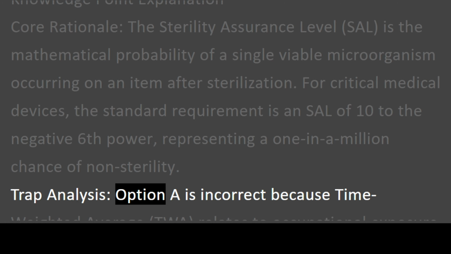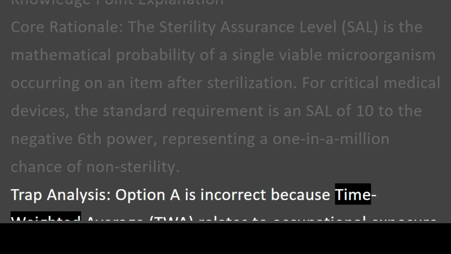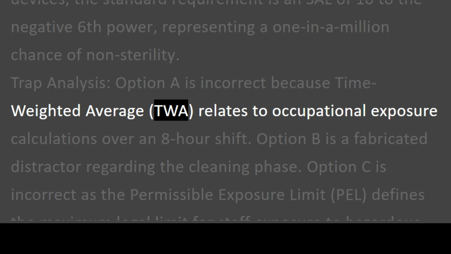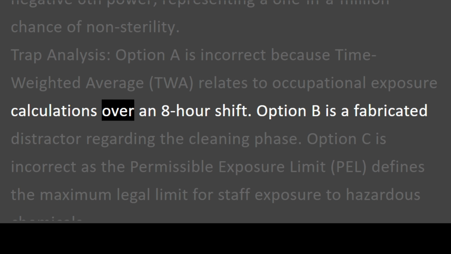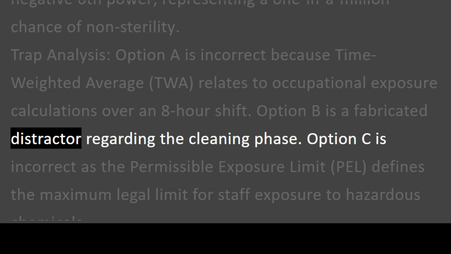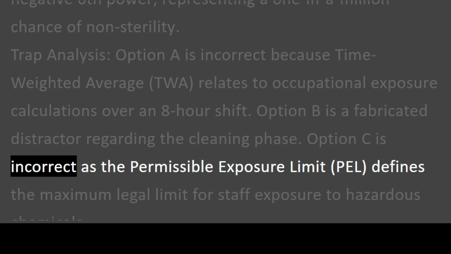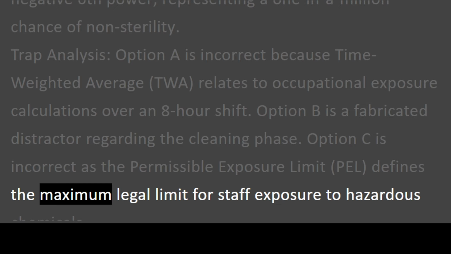Trap analysis. Option A is incorrect because time-weighted average, TWA, relates to occupational exposure calculations over an 8-hour shift. Option B is a fabricated distractor regarding the cleaning phase. Option C is incorrect as the permissible exposure limit, PEL, defines the maximum legal limit for staff exposure to hazardous chemicals.